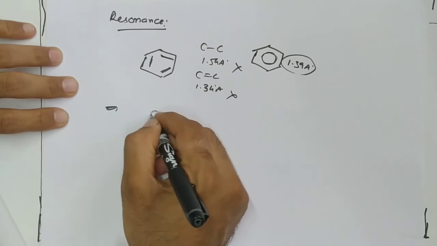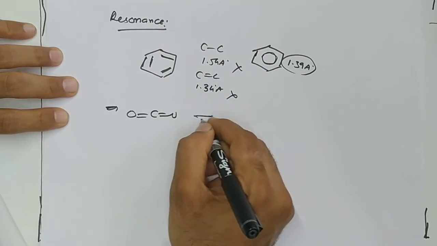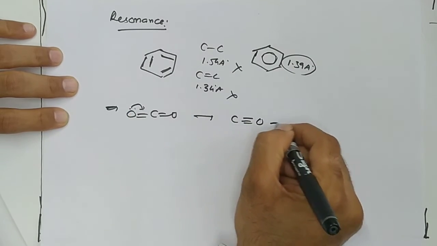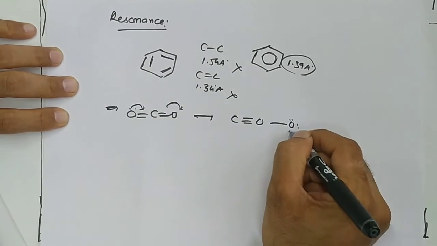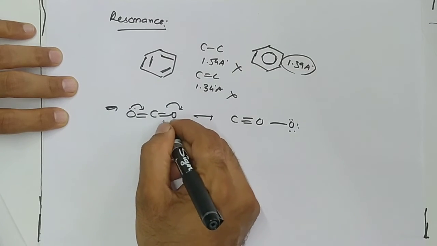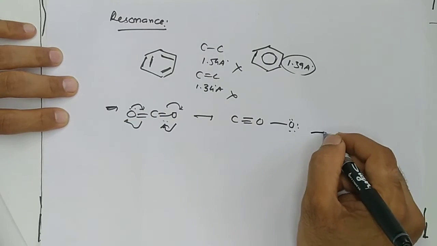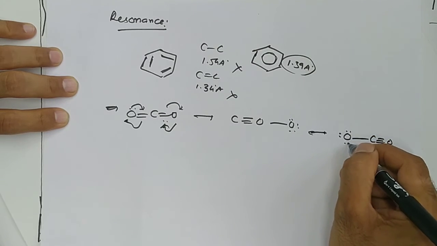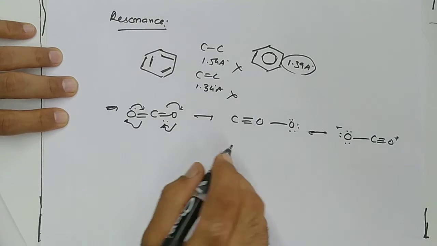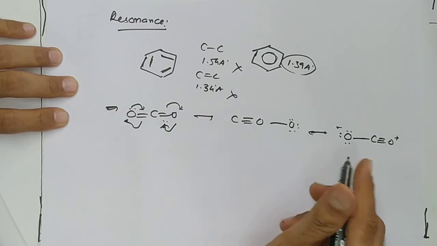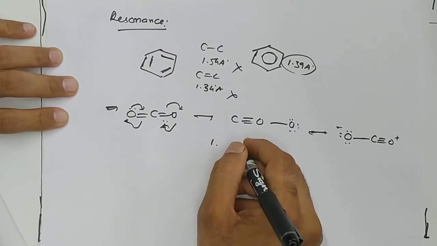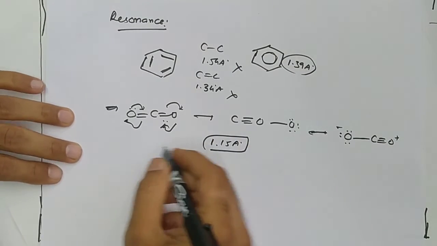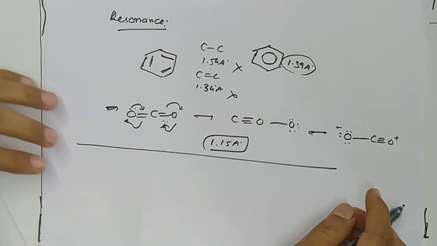And due to resonance in carbon dioxide, these 2 electrons come here, otherwise these 2 come here. So there is one bond, triple bond, double bond. But the average bond length in carbon dioxide is 1.15 angstrom due to resonance.